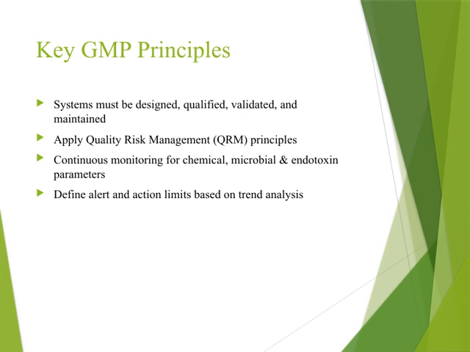To do this effectively, we define alert and action limits based on trend analysis. These limits serve as early warning signals, guiding us when to investigate or take corrective actions. All of these elements, system design, risk management, continuous monitoring, and alert limits, work together to uphold the integrity of our manufacturing process and ensure we deliver safe, effective products. This comprehensive approach aligns with the overall theme of maintaining quality throughout the production lifecycle.